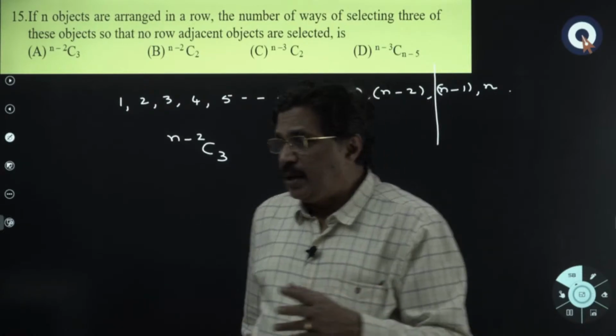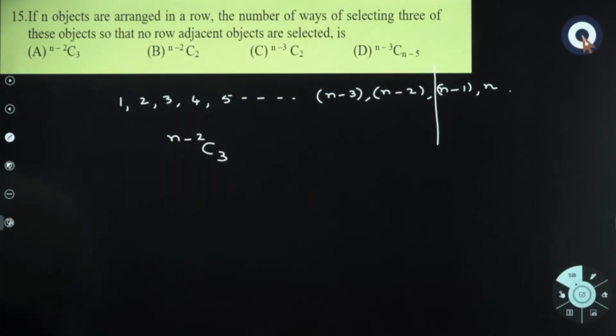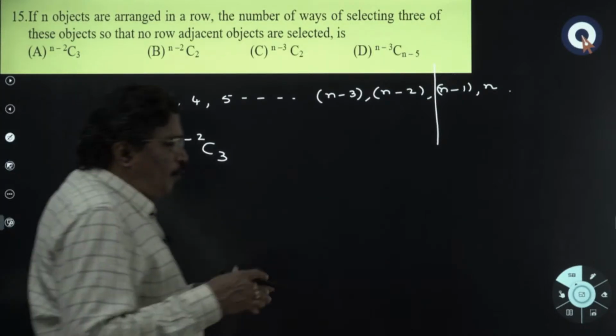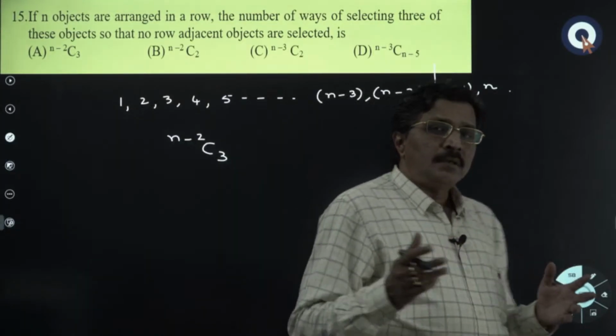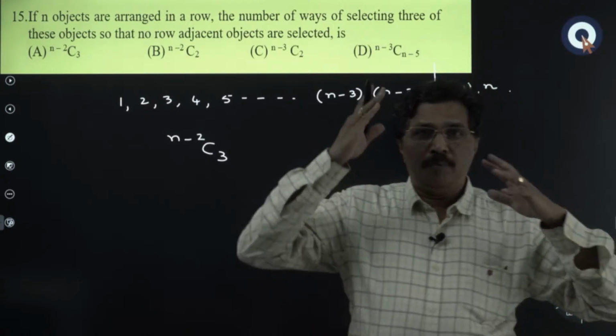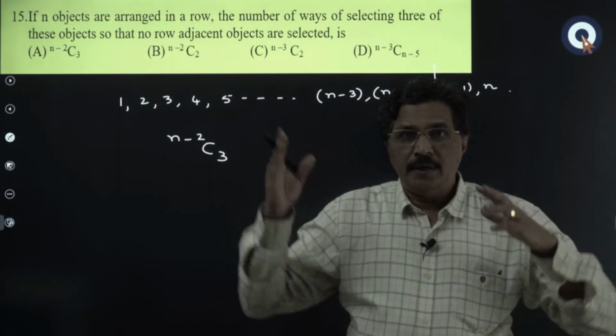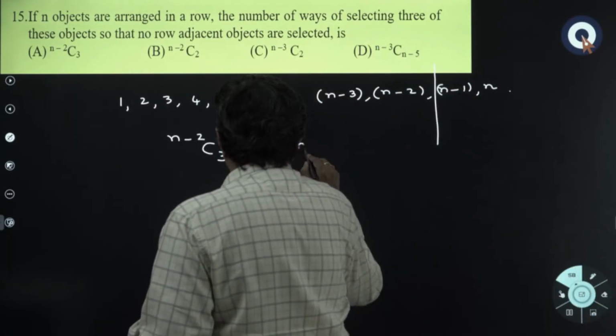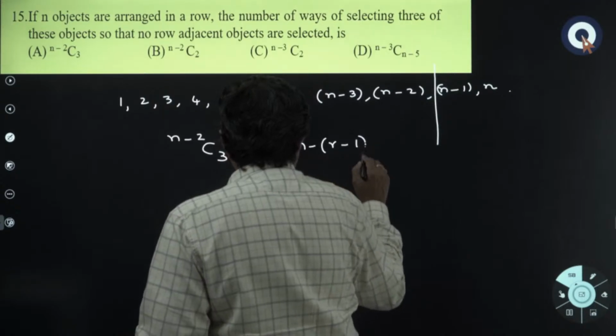So in general, if you want to select any r, think of ignoring the last r minus 1. So from the remaining n minus (r minus 1) numbers, select any r.